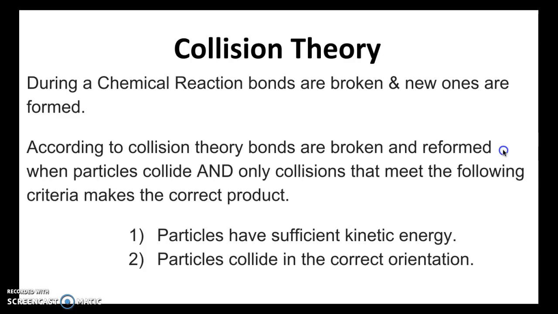The other part of collision theory states that only collisions that meet the following criteria will result in products. 1, they have to have sufficient kinetic energy. And 2, they have to collide in the correct orientation. As they're colliding, they have to collide in the correct way, with the correct placement, in order for it to result in product.